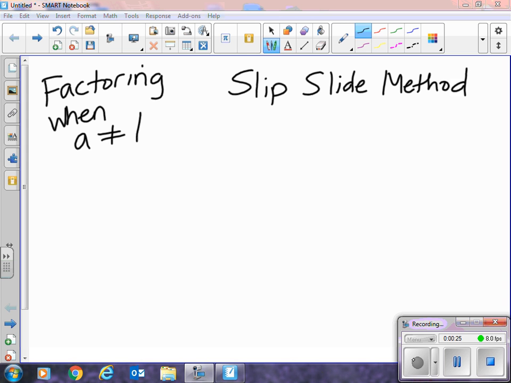Right, so I have a few examples that we'll talk through and guide you through and remind you what to do, so you can watch it and go over it and review it before taking quizzes and tests. So the first example is 2x squared minus 3x minus 2.